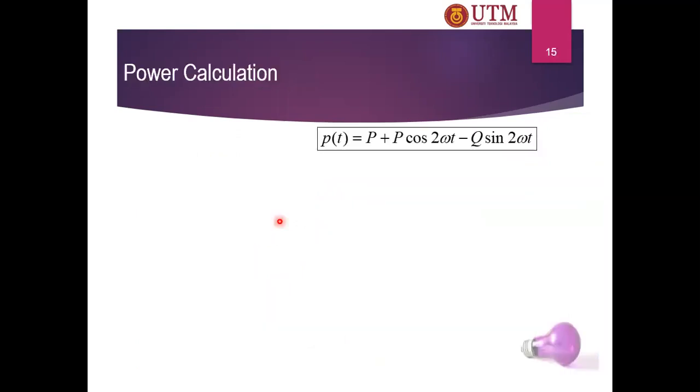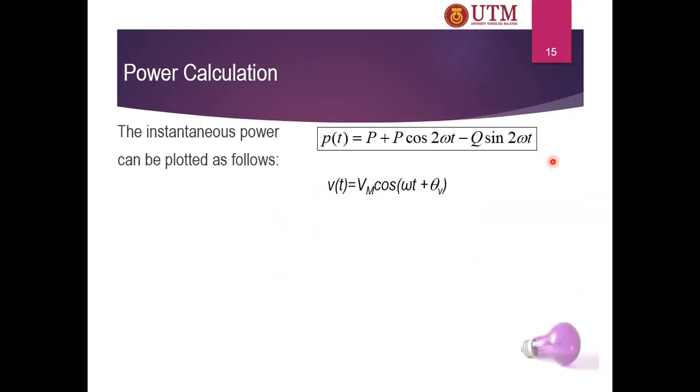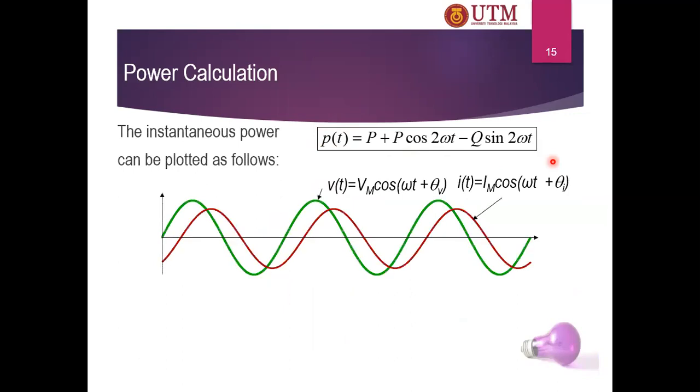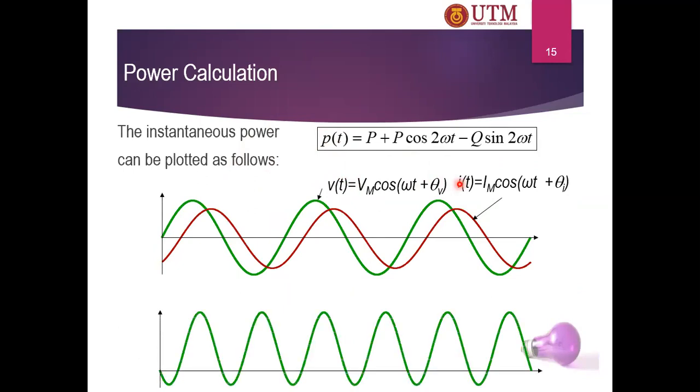Okay, we go back to the instantaneous power. So this is the instantaneous power equation, and this can be plotted. Based on this equation, we can plot. For example, if we have a voltage and a current, which are cosine functions, with some phase displacement here, the instantaneous power is just a multiplication of v(t) multiplied with i(t). When we multiply, we will have this waveform, which is the plot of the instantaneous power.